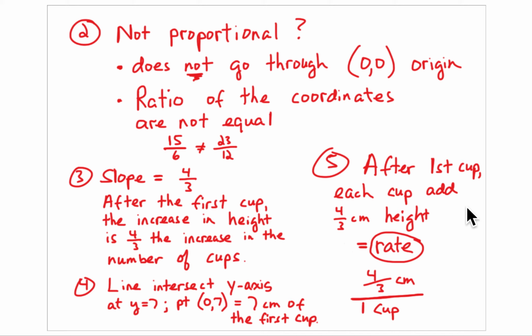So after the first cup, each cup adds 4/3 centimeters in height. I should say after the base is removed, each cup adds 4/3 centimeters in height. That's the rate. How much are you adding each rim or each cup? You're adding 4/3 centimeters. So 4/3 centimeters per 1 cup. And actually I think about changing this maybe to per 1 rim, because you're really adding rims as you're adding cups, but that takes care of that first cup where you remove the 7 centimeters.